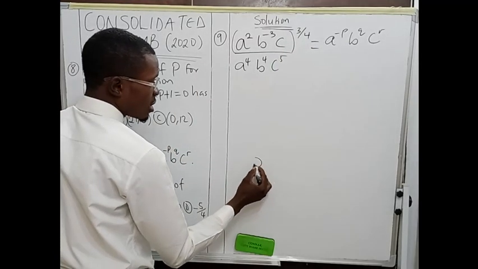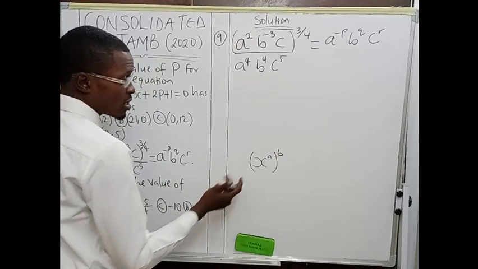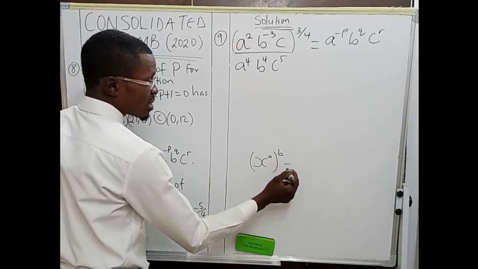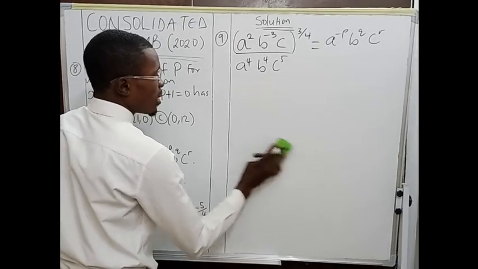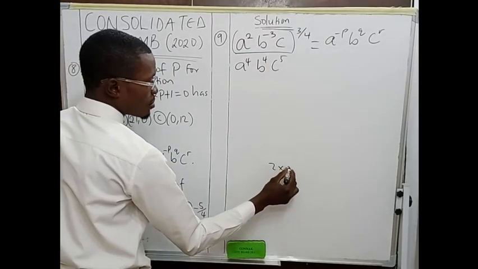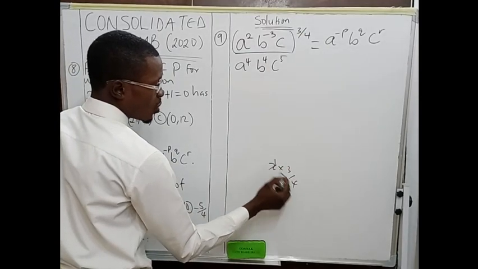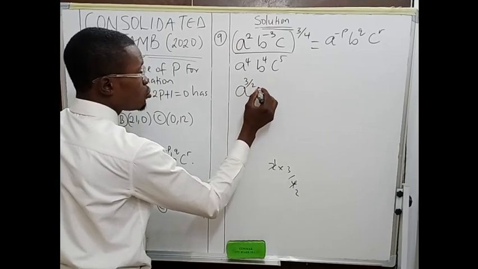Remember our law of indices, giving x raised to the power a, all raised to the power b? It is the same as saying x raised to the power a times b. We apply that here. You're going to have a raised to the power 2 times 3 over 4. 2 times 3 over 4 is what? 2 here 1, 2 here 2, 3 over 2. So you have a to the power of 3 over 2.